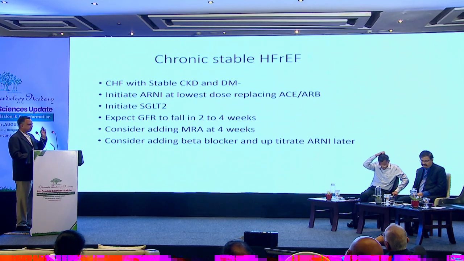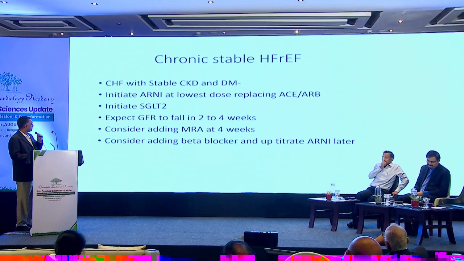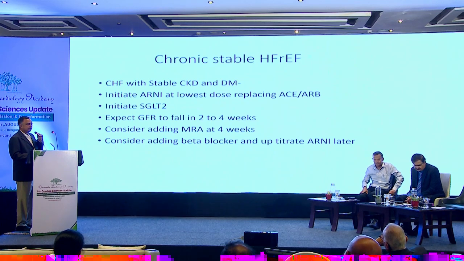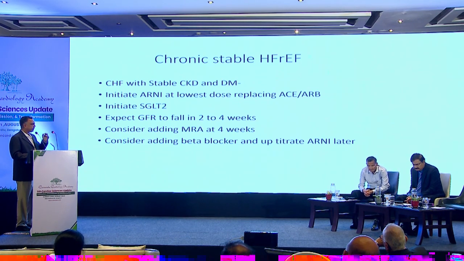And a few case scenarios, if it's a chronic stable angina patient, chronic stable heart failure patient with CKD and a stable diabetes, initiate an ARNI at lowest dose, replacing ACE and ARB, initiate SGLT2. You expect GFR to fall by 20% in 2 to 4 weeks. Don't worry, consider adding MRA if your potassium levels are stable, considering adding beta blocker and titrate it at 4 weeks.